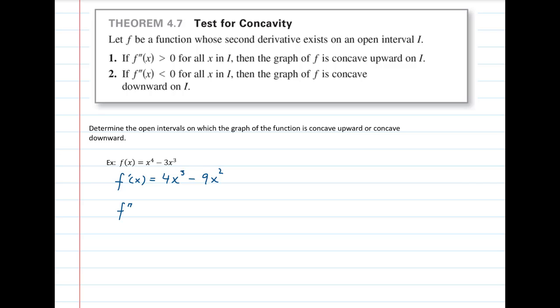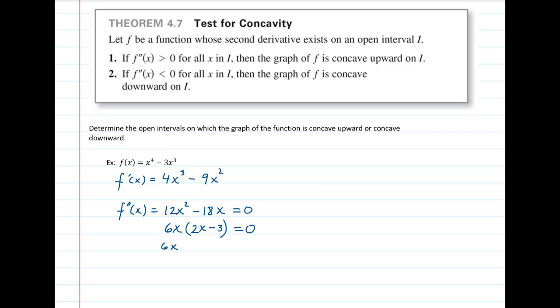Next, we're going to find the second derivative. Because remember, the test for concavity uses the second derivative. So we're going to go ahead and find that. And that's a pretty straightforward calculation here since we have a nice polynomial. f double prime of x is going to be equal to 12x squared minus 18x. And we're going to set this equal to 0 so that we can test the intervals, and in this case the whole number line, since this polynomial is defined everywhere, at all the real numbers.